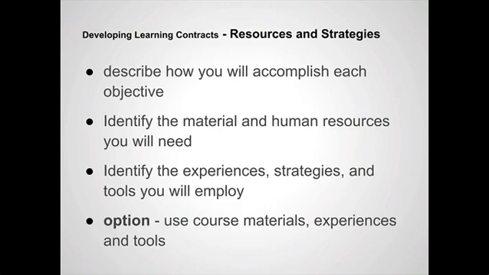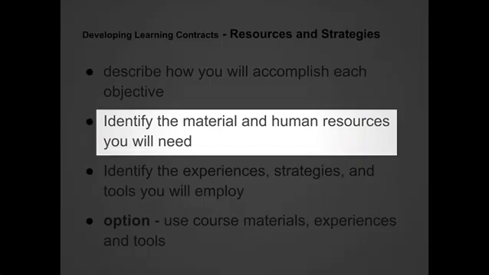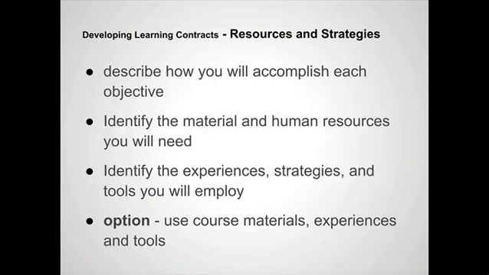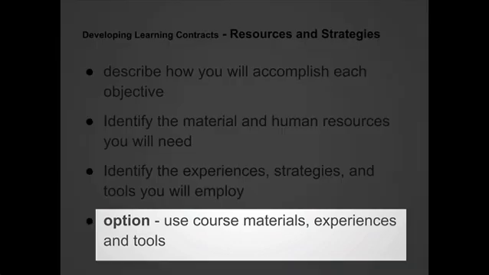So once you determine what you want to learn, you need to think about the resources and strategies you'll use to get there. And so you can describe how you will accomplish these objectives. You can identify the resources you will need. An interesting point here is human resources should be considered. And those resources could be the facilitator of this course or other course participants who bring their own knowledge and skills to bear. And of course, identify the experiences, strategies, and tools you're going to use as you learn. Of course, a great option is to use the course materials and experiences and tools as part of this process.